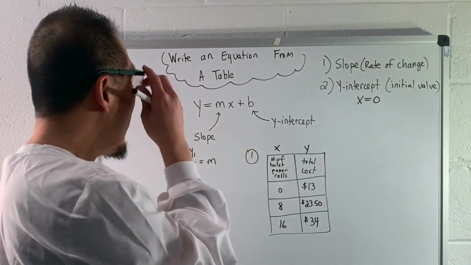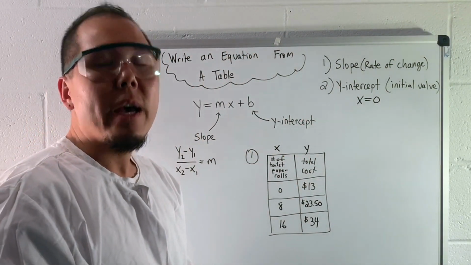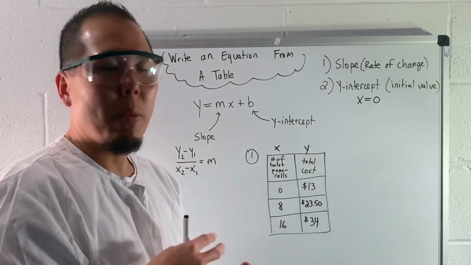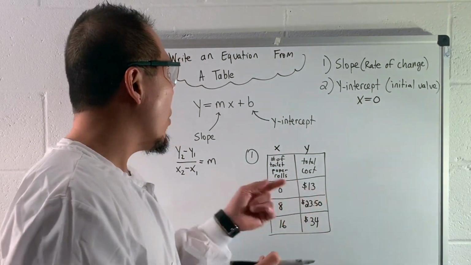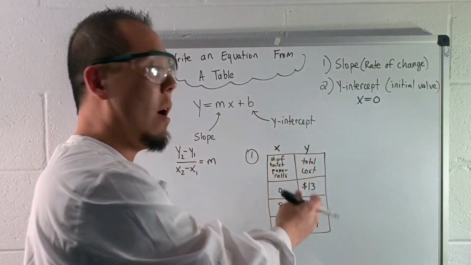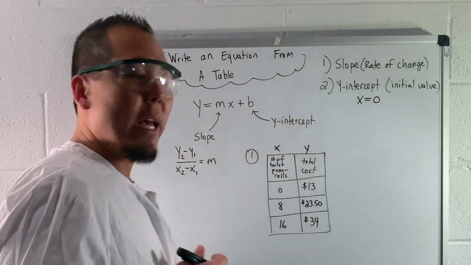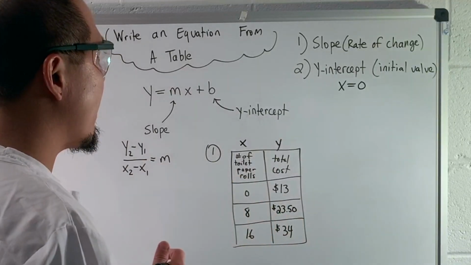And we find the slope two different ways. One, using the slope formula. And I'll get into the second way in a little bit. So we're going to use this table, the number of toilet paper rolls versus the total cost. So the first column is x and the second column is y.